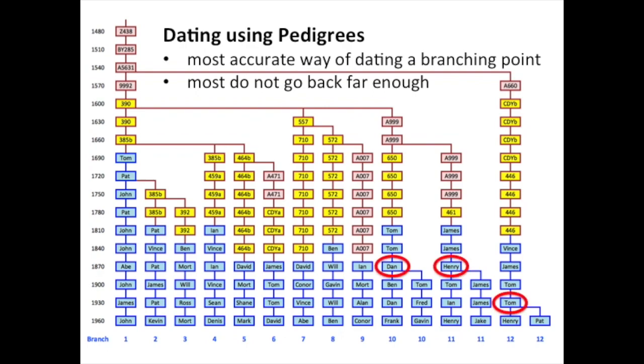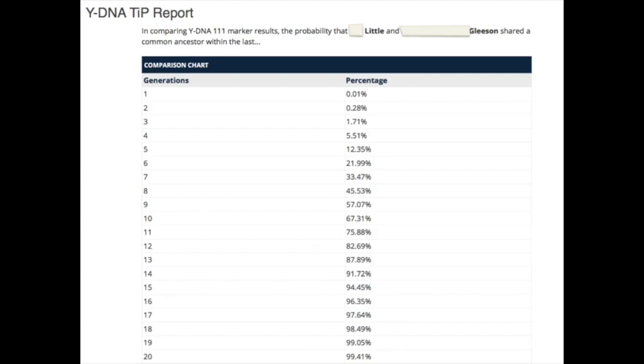Those are the only 3 branching points that you could actually date using pedigrees. Everything else ends up with a single most distant known ancestor, and it's not connected to any other trees. And this would be very typical of Irish genealogical research and family trees.